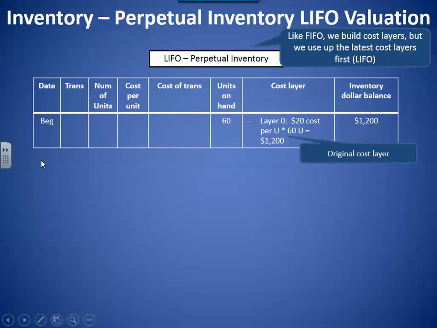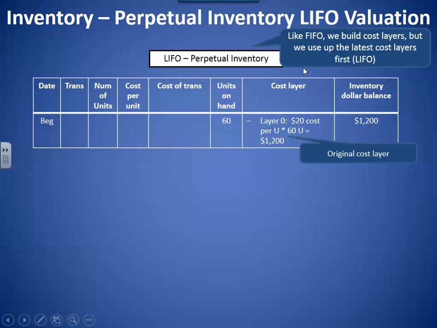In this case, we have a beginning balance of 60 units on hand, and we have this concept we call a cost layer, and it's called layer 0. In other words, our beginning balance, $20 cost per unit times 60 units equals $1,200. So the inventory value in this perpetual inventory system is $1,200. This layer 0 represents the original cost layer.